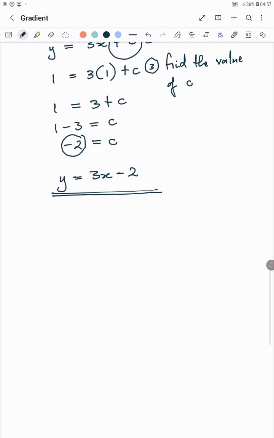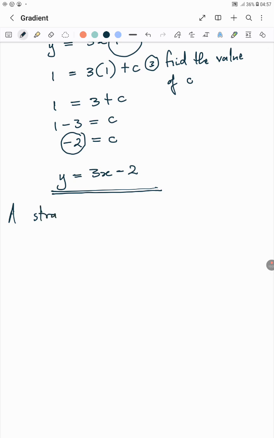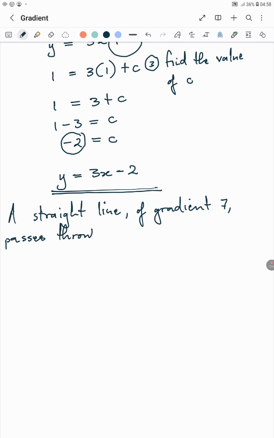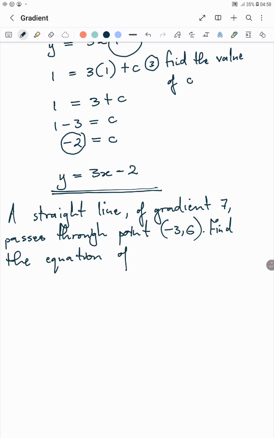So let's look at another type of question that says: find the equation of a straight line of gradient 7 that passes through point (minus 3, 6). Find the equation of the line.